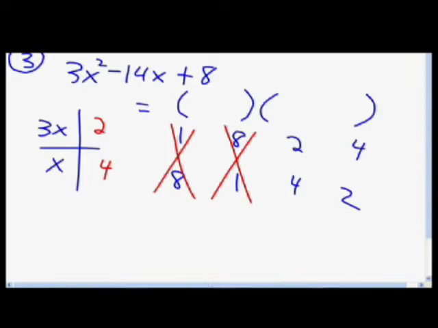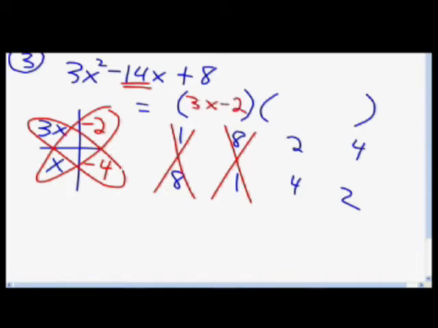Well, that would be 14 if we had some negatives involved. So let's see if we can make this work. All right, does our cross product work now? Negative 12x minus 2x is negative 14x. That does in fact work. So our two binomials would be 3x minus 2, x minus 4.